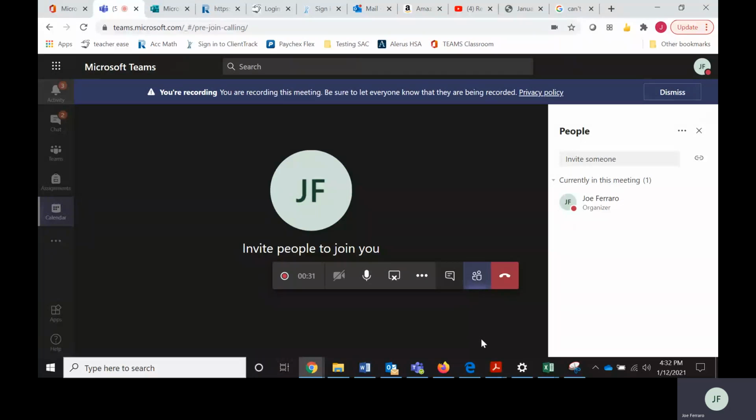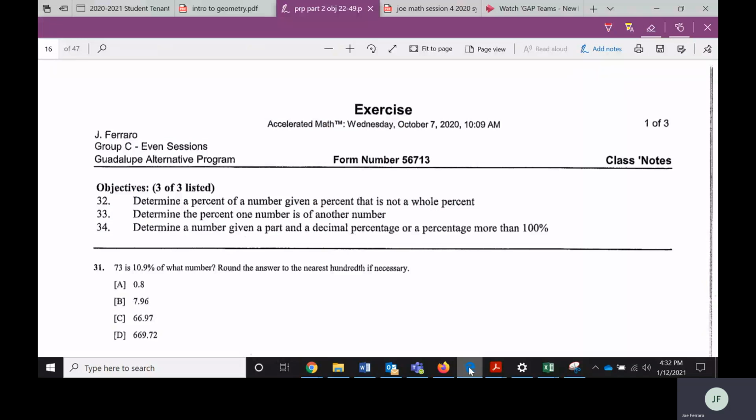So if you want to get your packet out, if you don't have that, hit pause. Go grab your packet. This should be a little shorter than the first couple we've done this session. There's just a little bit of notes to do at the beginning, then I think 7 problems, which probably go quicker than what we've had before.